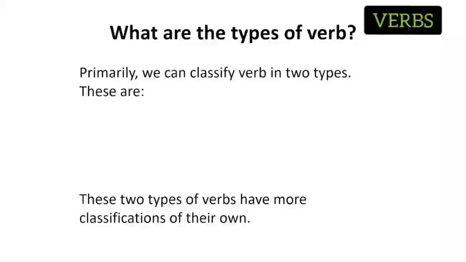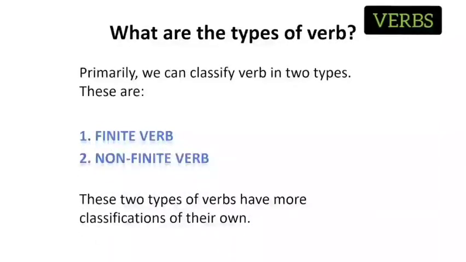We have basically two types of verbs. Further we have many classifications, but basically we'll start with two types. Now we have finite and non-finite, transitive and intransitive, and further auxiliaries, modal auxiliaries. So here we'll talk about finite and non-finite verbs first. In the remaining part of the video, we'll discuss the other types.